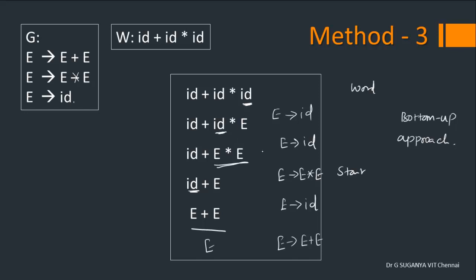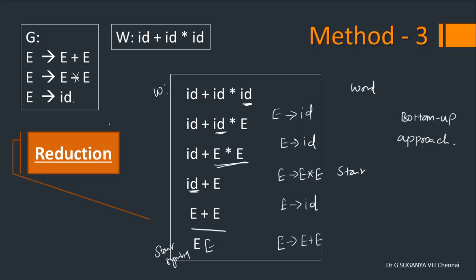This procedure where we start with the word and try to arrive at the start symbol using the bottom-up approach is what we call reduction. Okay, so these are the three methodologies: derivation, parse tree, and then the reduction, available for checking whether the given word belongs to the context-free grammar or not.